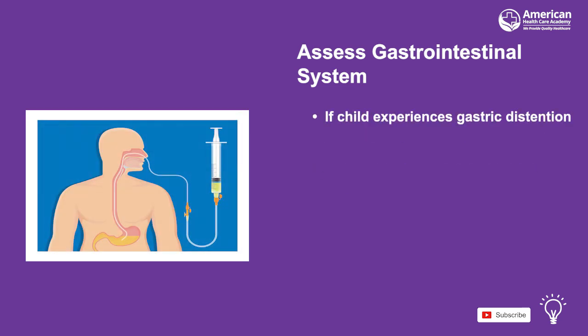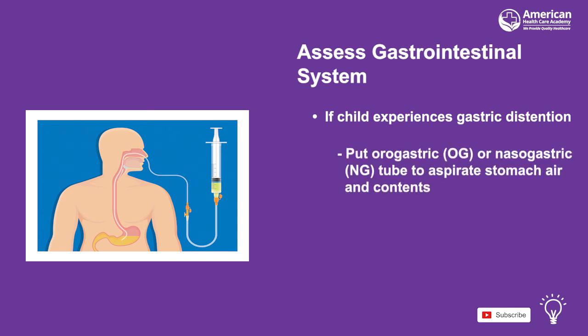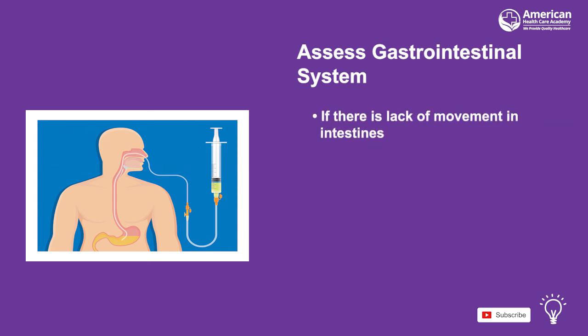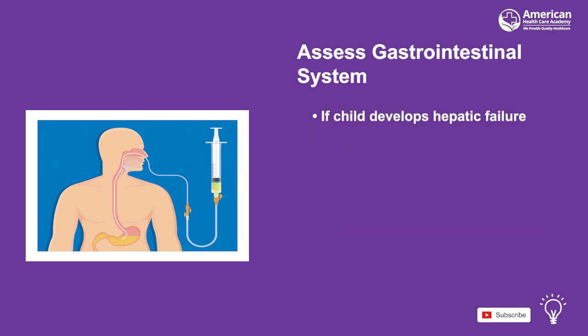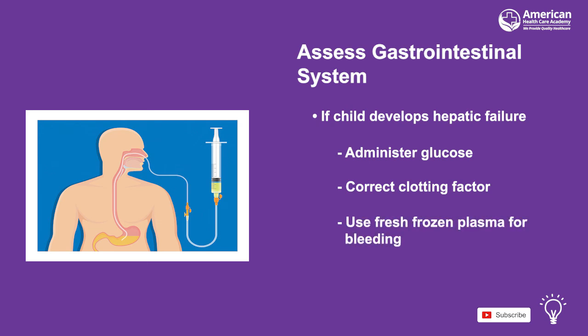If the child is experiencing gastric distension, put in an orogastric or nasogastric tube to aspirate stomach air and its contents. Insert an NG feeding tube. If there is a lack of movement in the intestines, put in an OG or NG tube to aspirate gastric fluids and contents. Maintain electrolyte and fluid balance. If the child develops hepatic failure, administer glucose and correct the clotting factor and use fresh frozen plasma for bleeding.